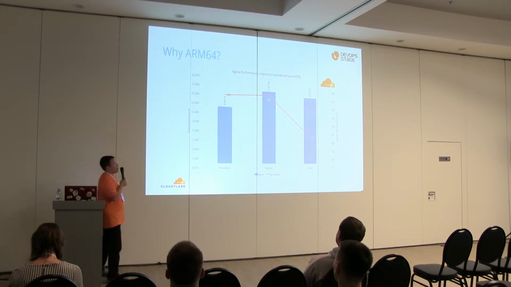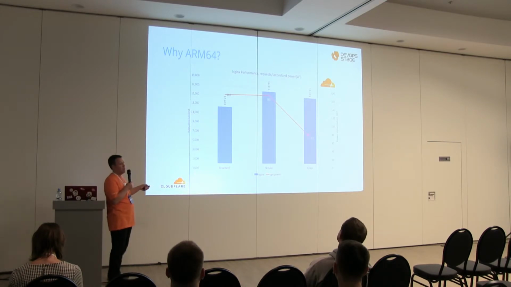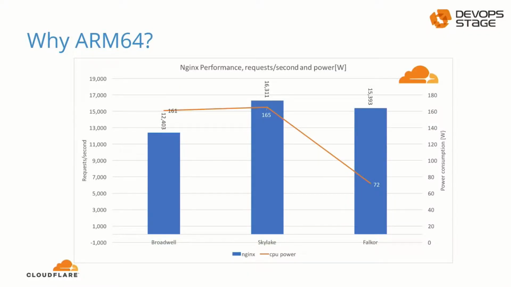So these are some initial synthetic benchmarks. We tested a CPU from Qualcomm on the server market. This is our current Skylake CPU we use in production. We ran a Cloudflare-like synthetic benchmark. As you can see, this is our current generation of servers, this is our previous generation of servers, and this is the ARM CPU. And the ARM CPU is actually not very far behind our current generation.